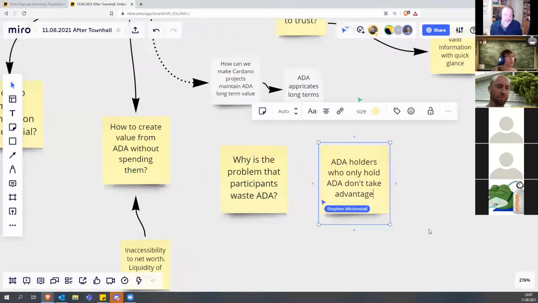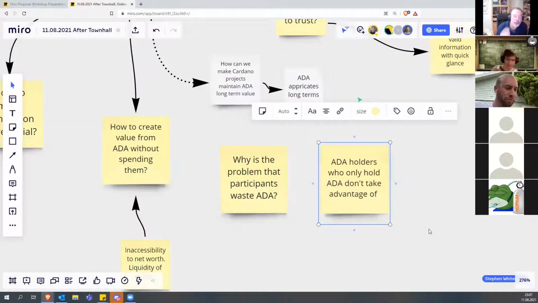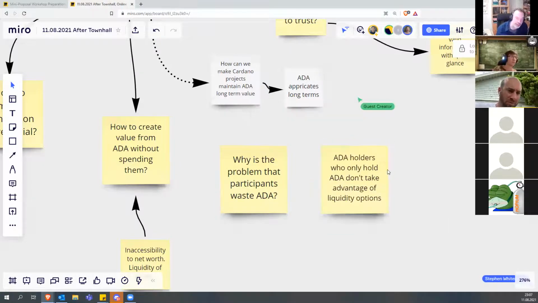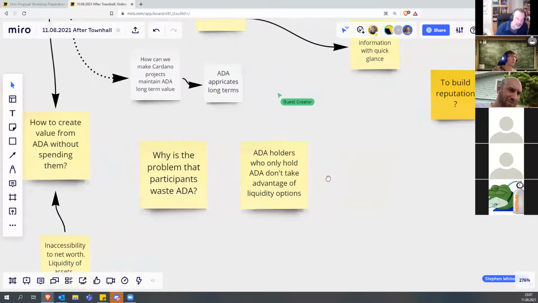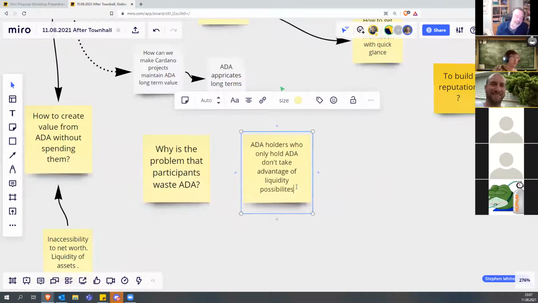ADA holders who only hold ADA don't take advantage of liquidity. They are not taking advantage of liquidity options, put it that way. Or options can actually imply something else, so I would say possibilities rather than options, because options can mean, as in option trading.